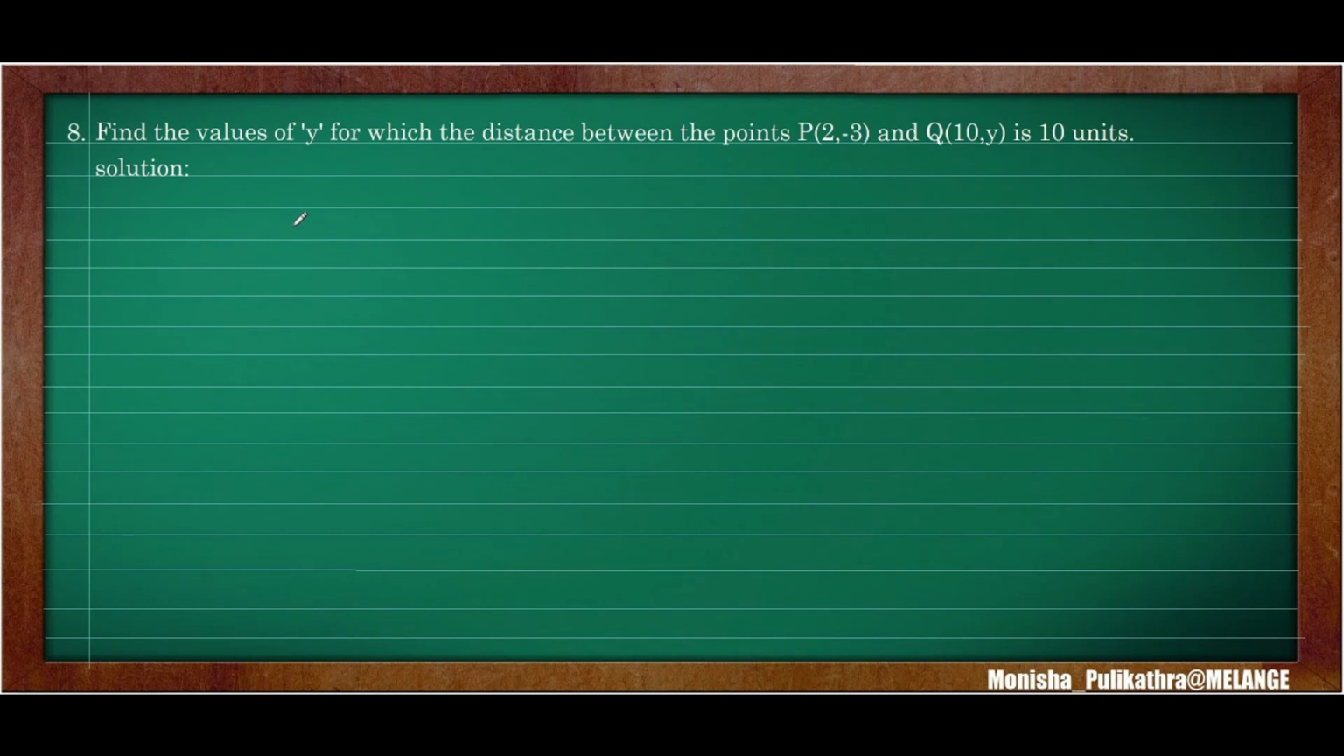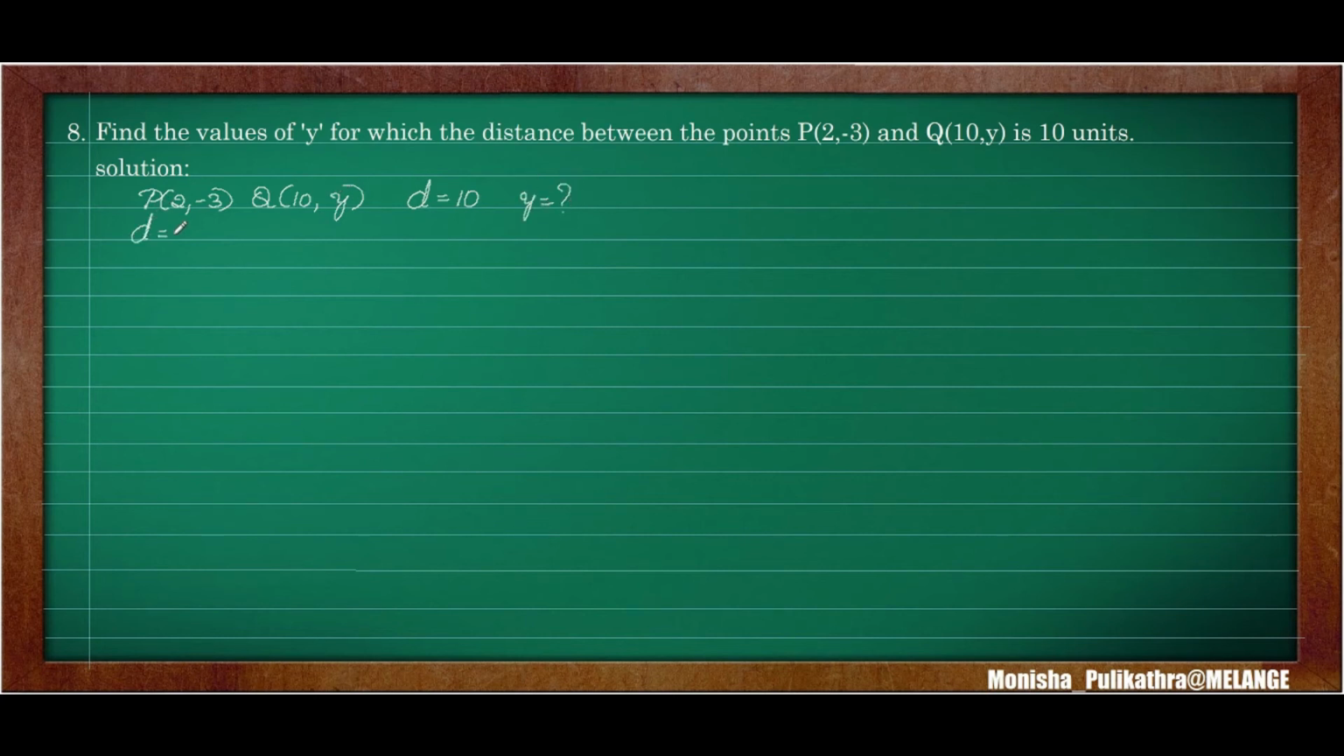So the 8th question is, find the values of y for which the distance between the points P(2, minus 3) and Q(10, y) is 10 units. Here 2 points are given. One is P and another one is Q. So P is 2 comma minus 3 and Q is 10 comma y. The distance between the 2 points is also given, that is d is equal to 10. We need to find out the value of y.